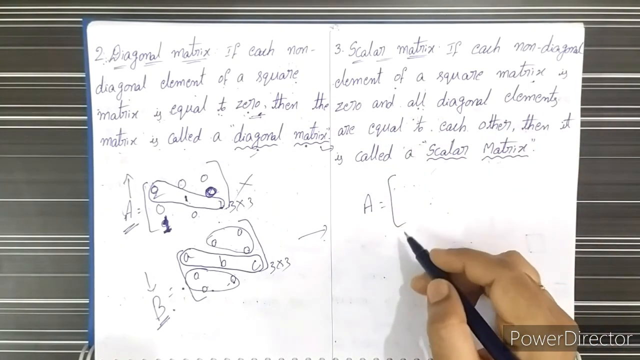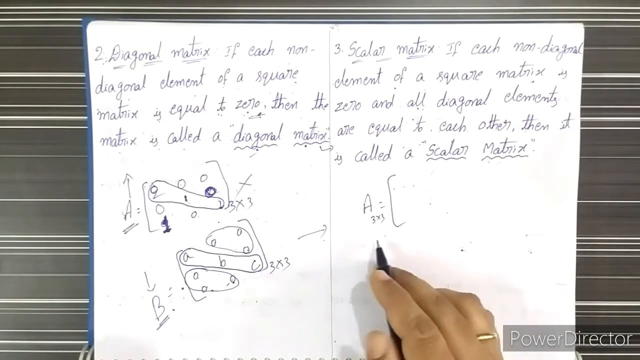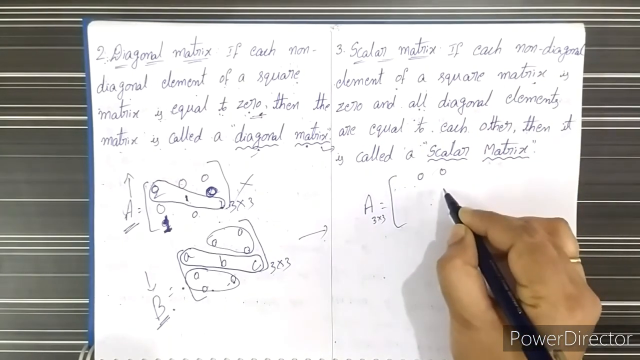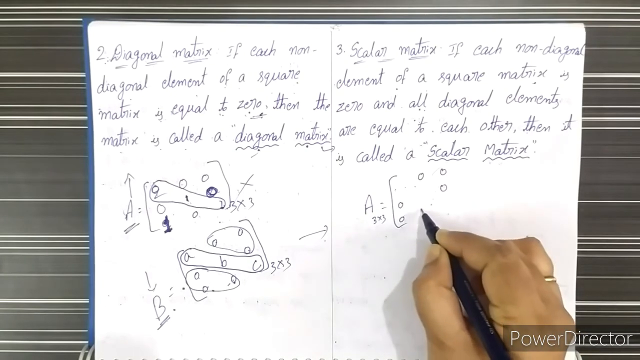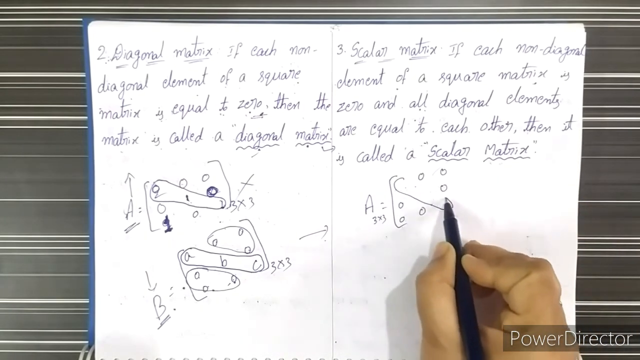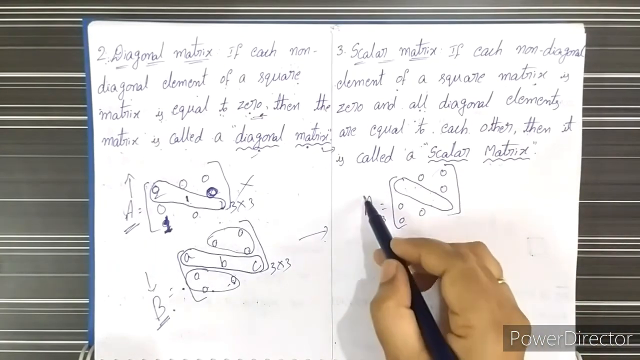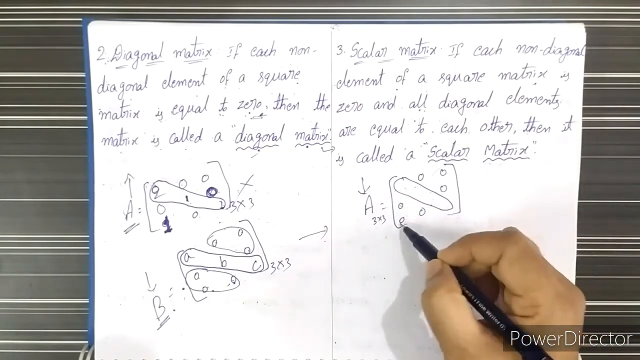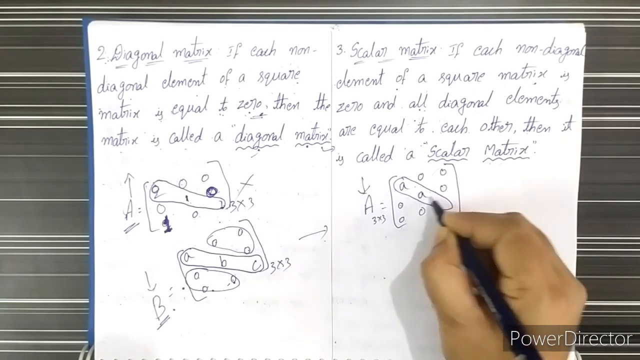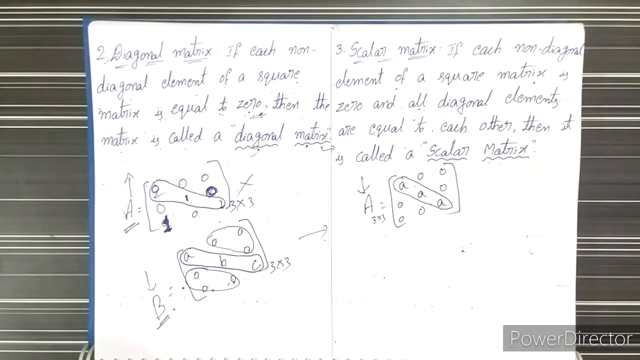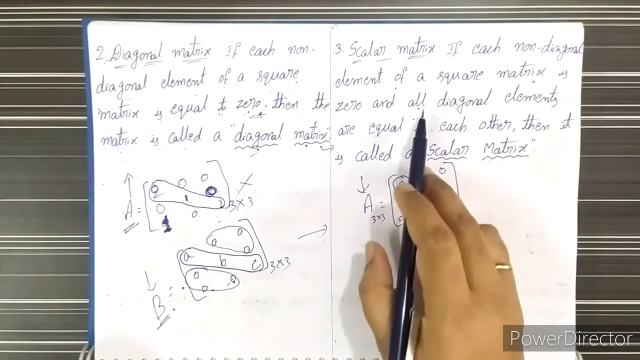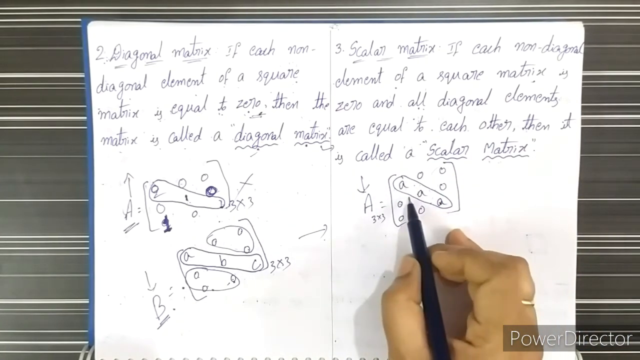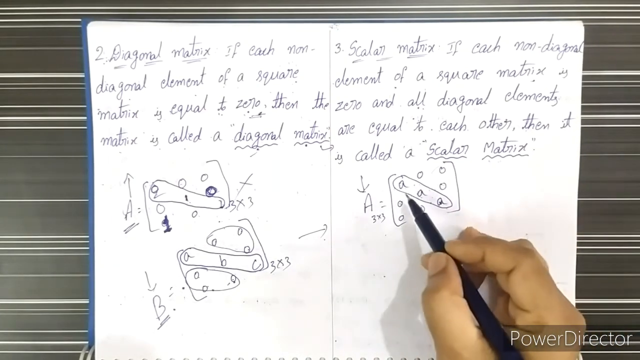For example, we can take a scalar matrix of order 3 by 3. Then the non-diagonal elements are 0, 0, 0, and here also 0, 0, 0. If the matrix A is called a scalar matrix, then all the non-diagonal elements are 0 and the diagonal elements are the same. All the diagonal elements are equal to each other. That means in any place on the diagonal, the element is the same.